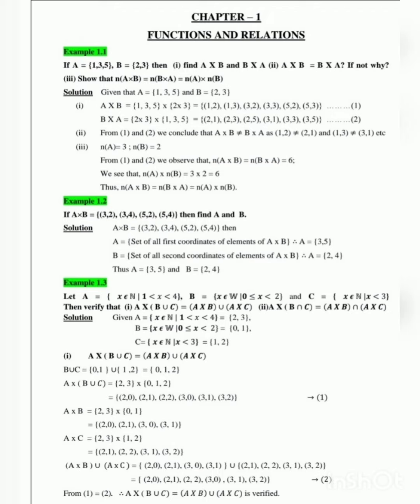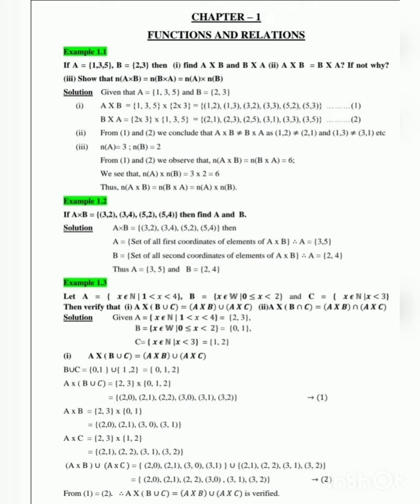From 1 and 2, we conclude that A × B is not equal to B × A. That is, (1, 2) is not equal to (2, 1), and (1, 3) is not equal to (3, 1), and so on. So the third one: n(A) is equal to 3, n(B) is equal to 2. From 1 and 2, we observe that n(A × B) is equal to n(B × A) is equal to 6. That is, we see that n(A) × n(B) is equal to 3 × 2 is equal to 6. Thus, n(A × B) is equal to n(B × A) is equal to n(A) × n(B), the number of elements.